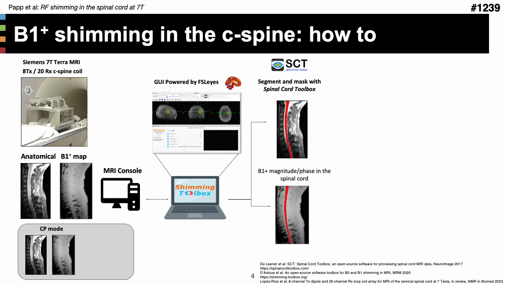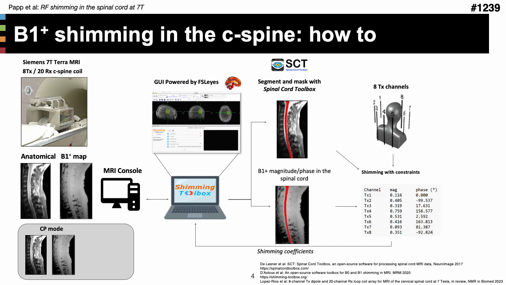Then we push this mask onto the channel-specific transmit field maps, and using this data and constraints, we can tell our toolbox to optimize shim weights to fulfill these constraints. Once we have these shimming coefficients, we can push this back to the MRI console and now acquire RF shimmed MRI data.